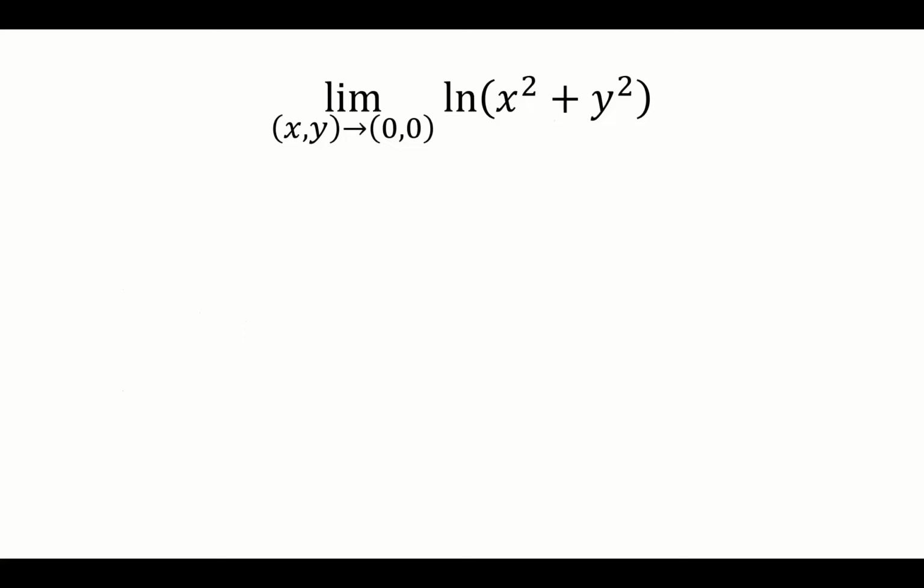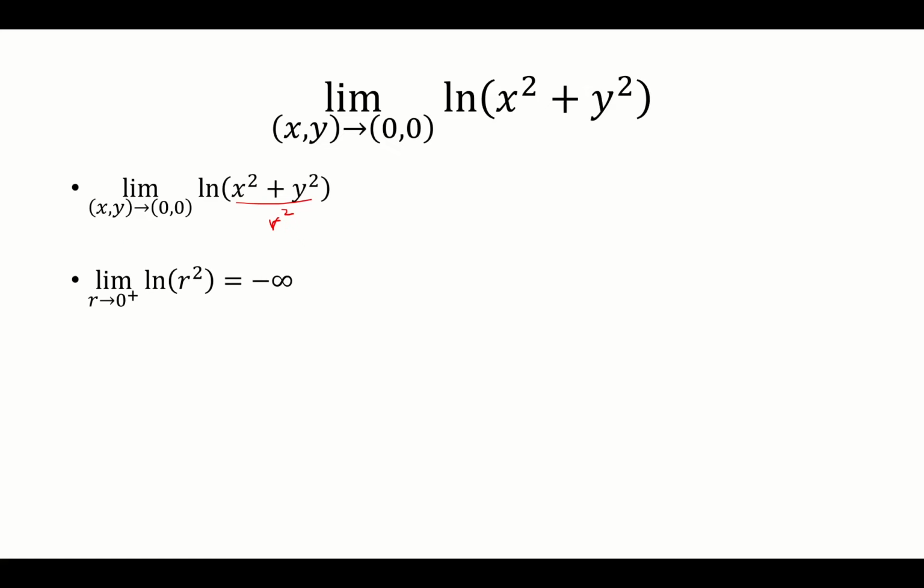Next one, we have the limit as x and y approach 0 of ln of x squared plus y squared. This one, I'm going to make a polar coordinate substitution. So we know with polar coordinates, x squared plus y squared is r squared, and then the limit will just turn into r approaching 0 from the right. So we have to be specific because when you're talking about r, that's the radius, it cannot approach 0 from the left because it doesn't make sense to have a negative radius. And so this is going to be negative infinity, so we say the limit does not exist.